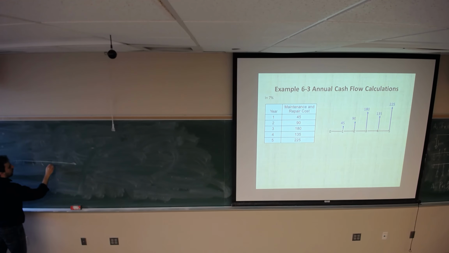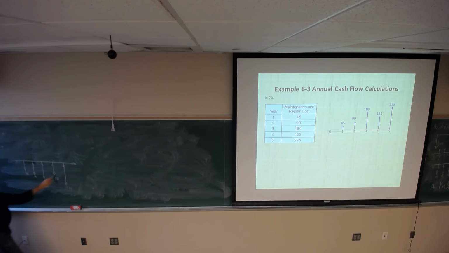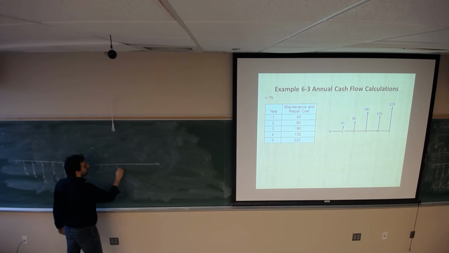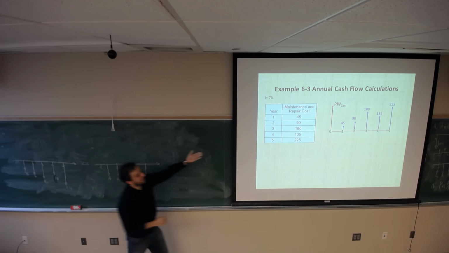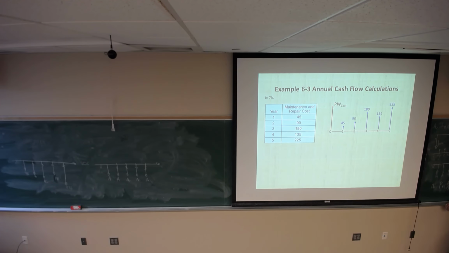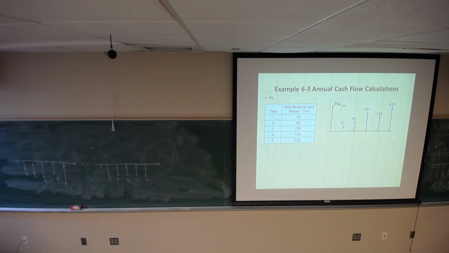1, 2, 3, 4, 5, 90, 180, 225. So we would like to find its equivalent uniform annual cost. What would be the A, which makes these two equivalent? As you see, there is no pattern that I can find here, at least at the moment. The difference between these two is 45. Here is 90. It's decreasing by 45, then it's increasing by $90.